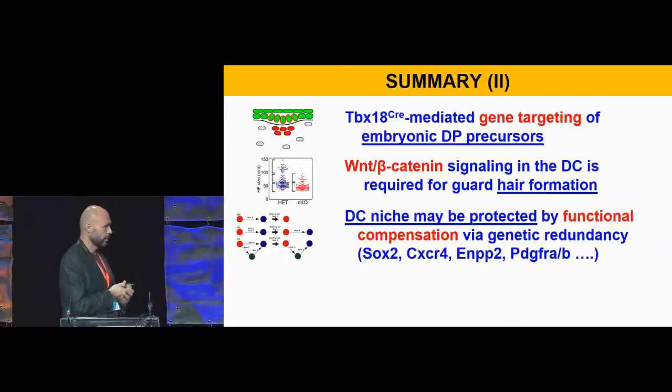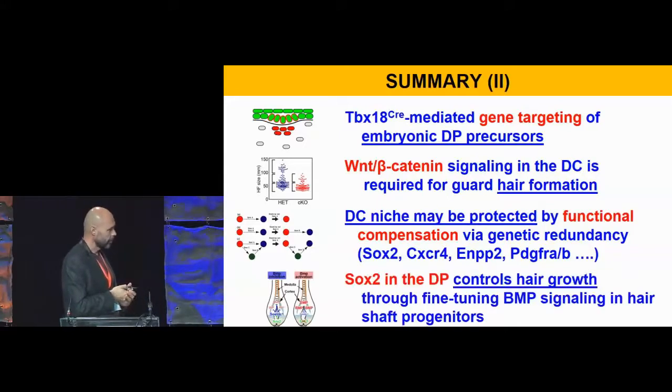And I've mentioned before, we have knocked out several genes, and we have published these results in a new category in Experimental Dermatology for mouse mutants that do not have a phenotype, and I encourage everyone to also send their work there in case you end up with such results. But for SOX2, I told you we now have efforts to figure out which SOXs could possibly compensate. And lastly, I've shown you that in the postnatal DP, SOX2 controls hair growth through fine-tuning BMP signaling in hair shaft progenitors.